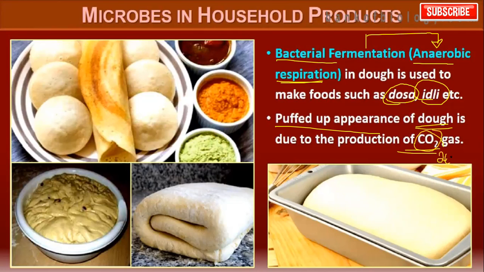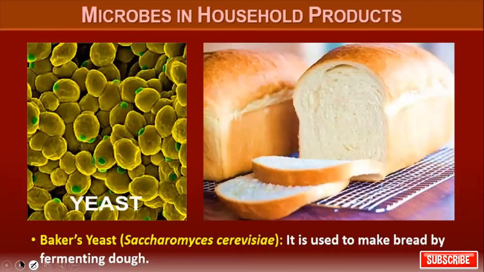An at least 20 times repeated MCQ for your NEET: the evolution of which of the following gases causes the puffed appearance of bread or dosa or idli? You will have carbon dioxide. And from where is this carbon dioxide coming inside this food? The bacteria release the carbon dioxide. So that is another important area where we use microbes.